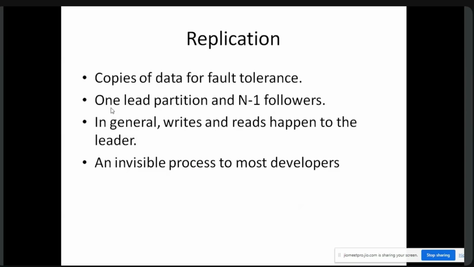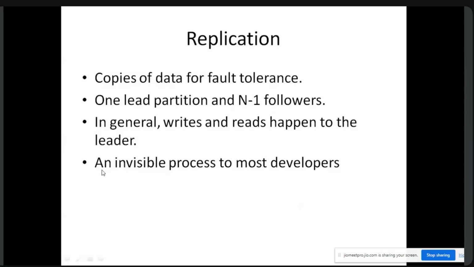Including leader, there will be 3 replicas. So one will be leader and two will be replicas. That's why I'm saying n-1 followers. Those replicas are nothing but followers. Clear? Generally writes and reads happen to the leader. This also we know.